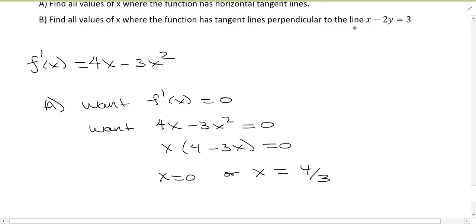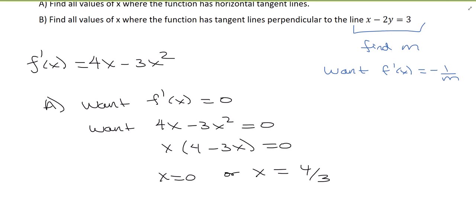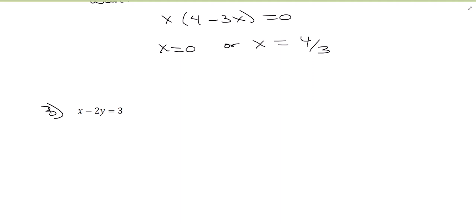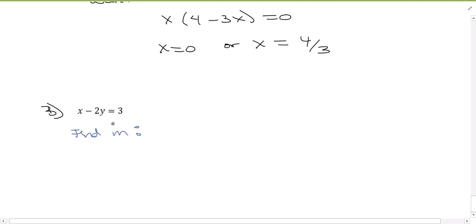So in this case, we want to find the slope, and then we want f prime of x to be the opposite reciprocal of that slope, because that's what it means for lines to be perpendicular. So let's work on that. So I have my line here, so let's find m. And to find m, you want to put it in y equals mx plus b, so we can pinpoint what m is.